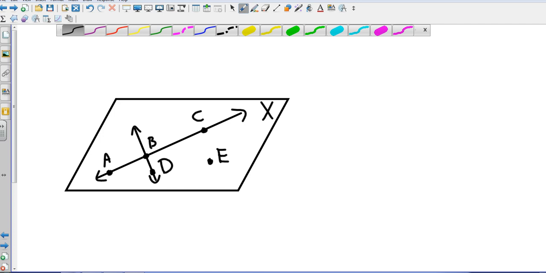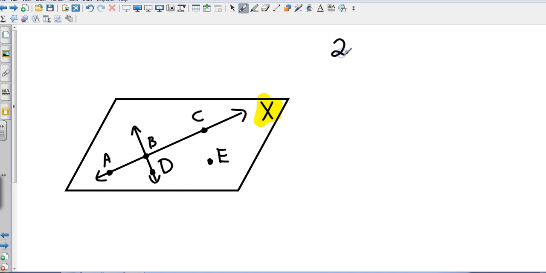Okay, so now let's finish it up. Let's take a look at this example. I've got plane X over here. And on that, I have got some information. So let's see if we can prove any of the things we've talked about. Can we prove the 2-1 postulate? Okay, the 2-1 postulate says through any 2 points there exists exactly one line.